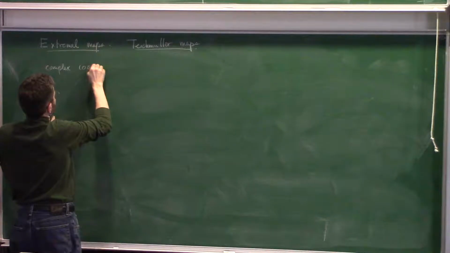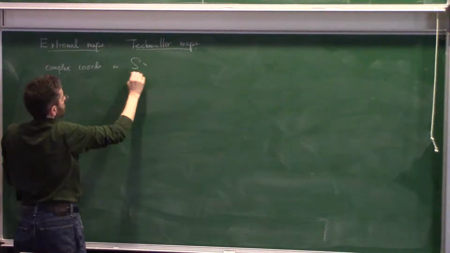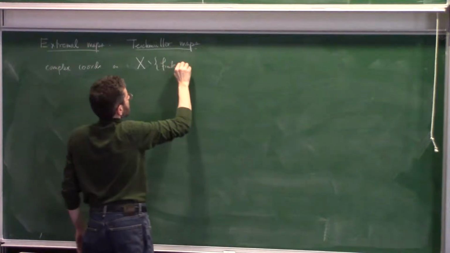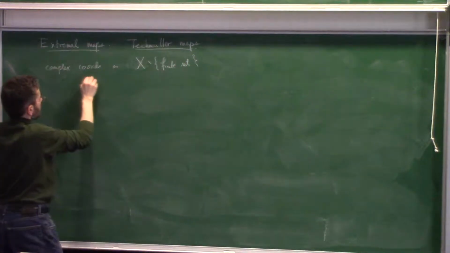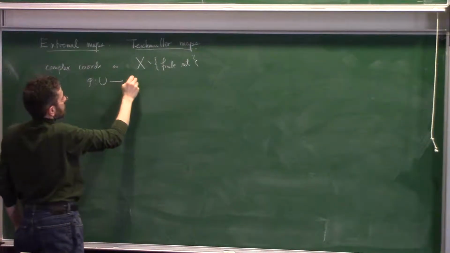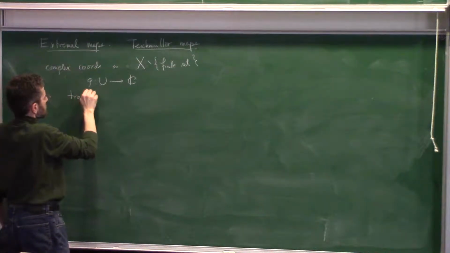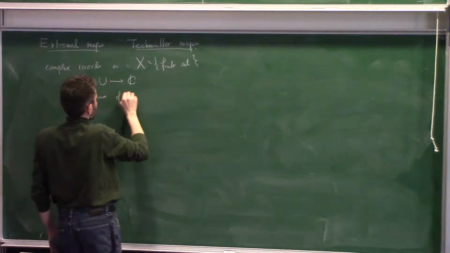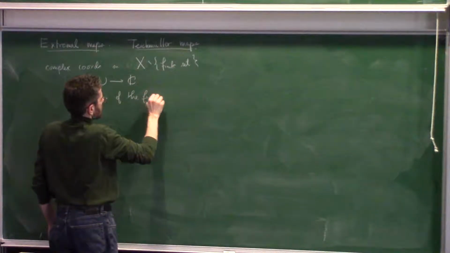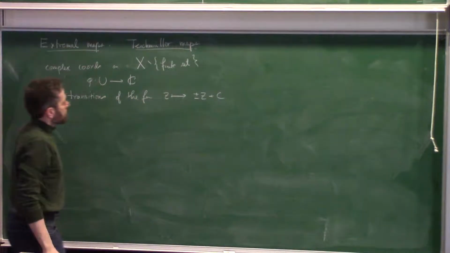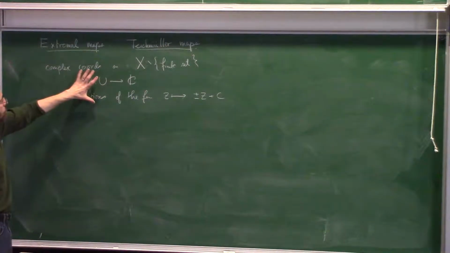I mean, there are complex coordinates. It's going to look familiar in a second. On the surface minus, let's write it on X, minus a finite set, they're like charts into C. And now the transitions are going to be of the form z maps to either plus or minus z plus a constant. So suddenly it's a much more rigid structure than we had before.